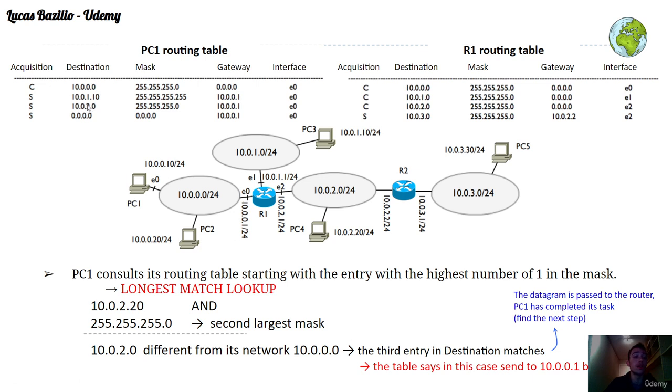So the third entry of PC1 in the routing table is the destination that matches this destination here. In that case, if the destination matches, the datagram is passed to the router. PC1 has completed its task, okay? And the table says that it needs to be sent to this interface E0 by 10.0.0.1, right? From PC1, if I want to reach this network, I need to pass by this interface here.